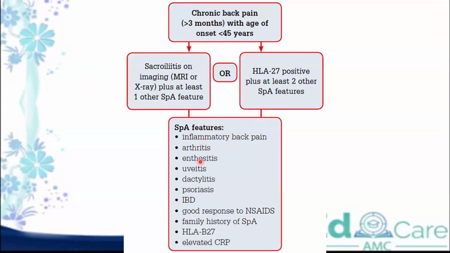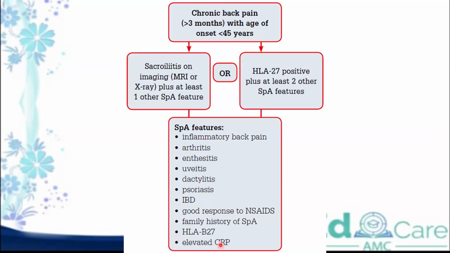So these are some of the features of spondyloarthritis, right? Back pain, right? So a young patient in his 20s coming with chronic back pain even at night, right? So you need to think about ankylosing spondylitis. So arthritis, enthesitis, uveitis, dactylitis, psoriasis. So this is all from the RSAGP guideline. Inflammatory bowel disease, all associated, and they respond well to NSAIDs, like I said, right?